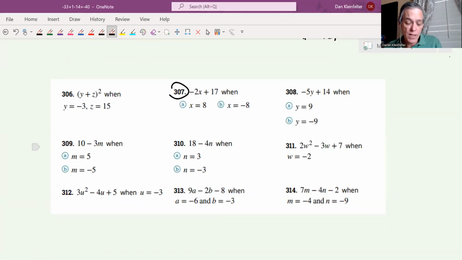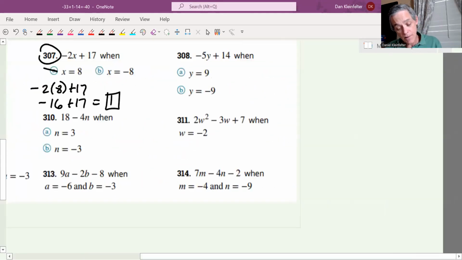Let's try 307 when x is 8. That'll be negative 2 times 8 plus 17. Negative 2 times positive 8 will be negative 16. Negative 16 plus 17 will be 1.